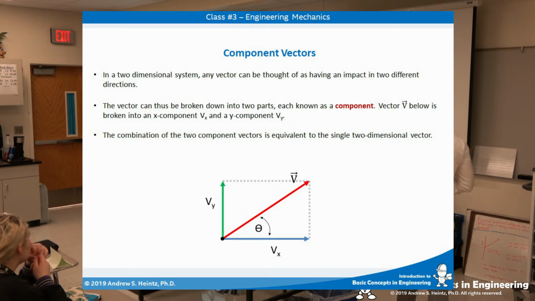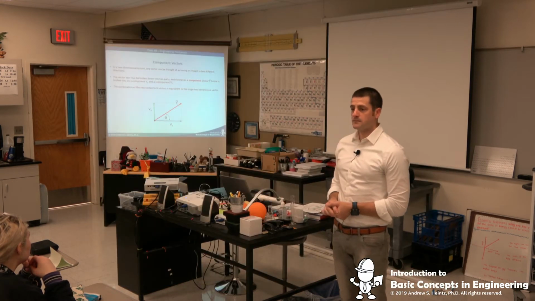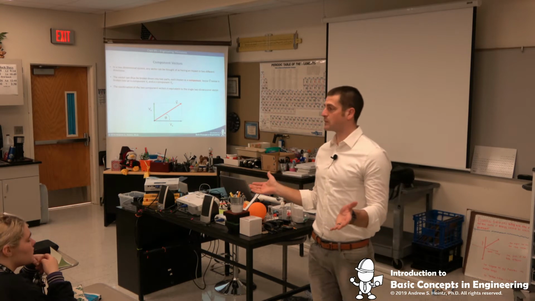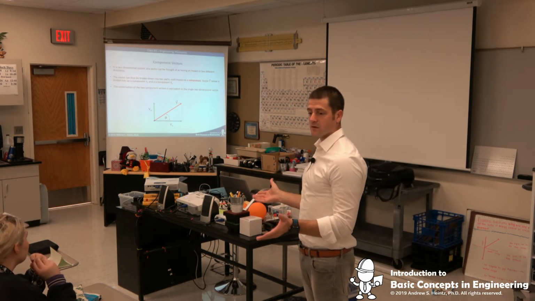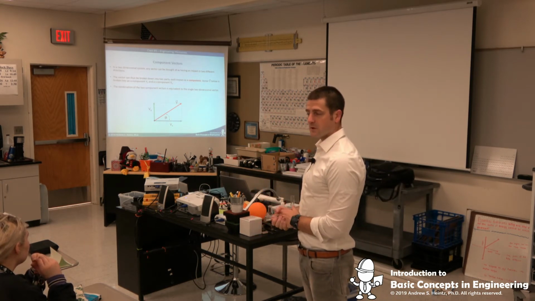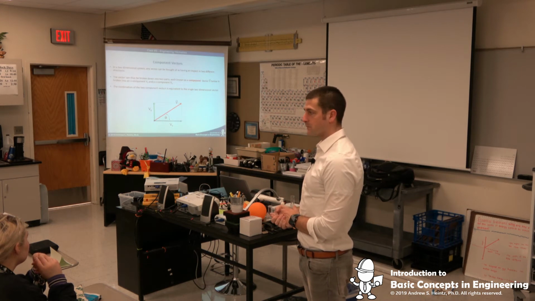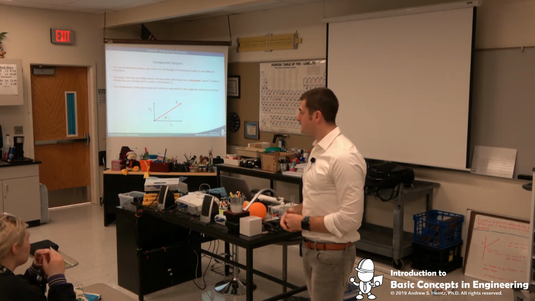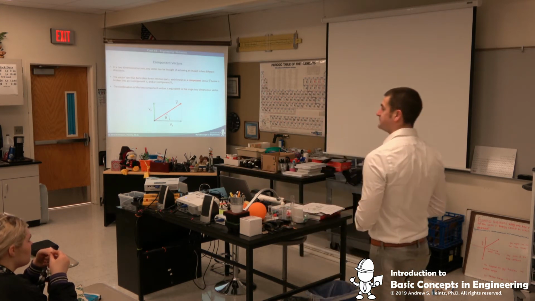So in a 2D system, any vector can be thought of as having an impact in 2 directions. In this case, our red vector that we had last time has an x component, which is the blue line, and it has a y component, which is the green line. How would I thus express that red vector in terms of the blue line and the green line? Does anybody know how we do that? What's that? Pythagorean theorem. Okay.